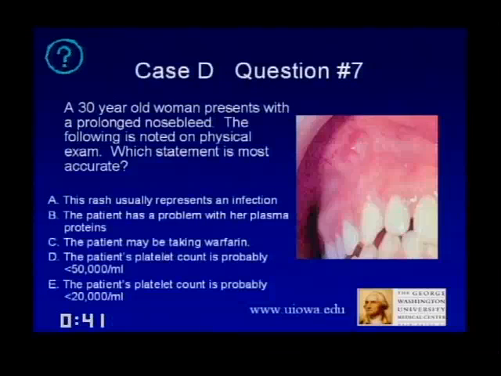A, this rash usually represents an infection. B, the patient has a problem with her plasma proteins. C, the patient may be taking warfarin. Or D, the patient's platelet count is probably below 50,000. Or E, the patient's platelet count is probably below 20,000. Shall we vote?